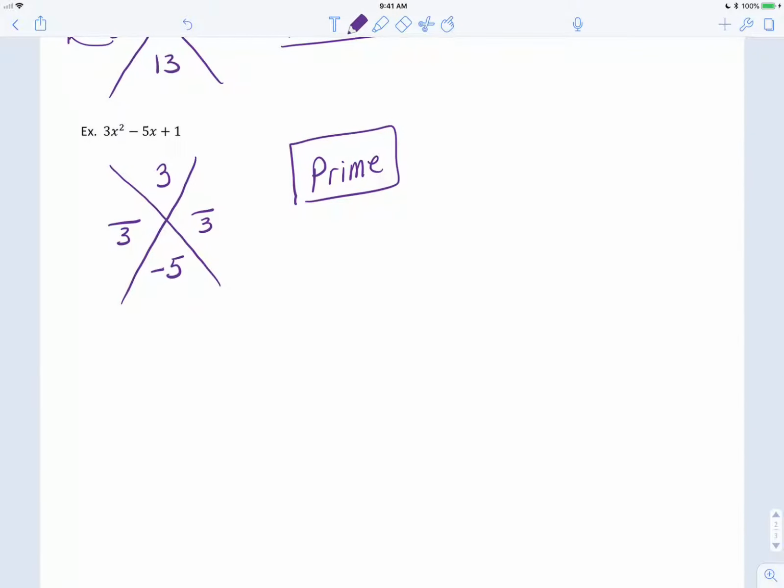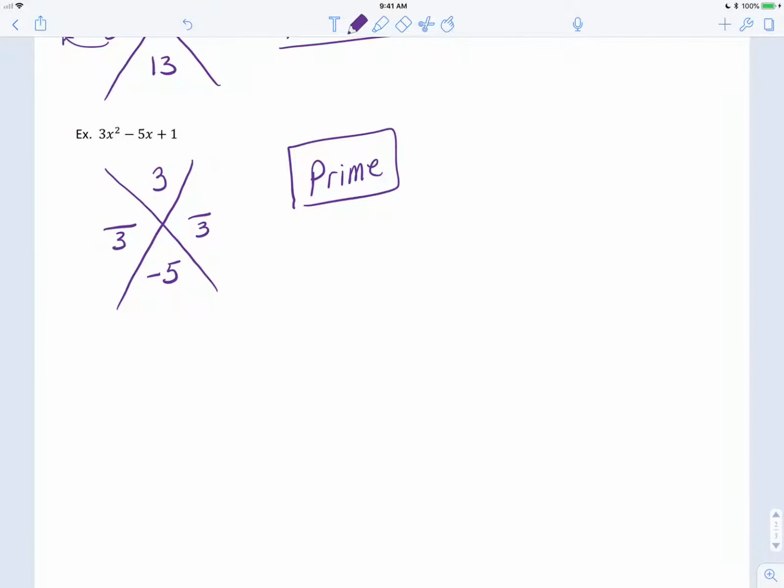Okay, it is not that there's no solution. It's just that it cannot be factored this way. We can still find a solution. It's just we'll learn how to do that later.